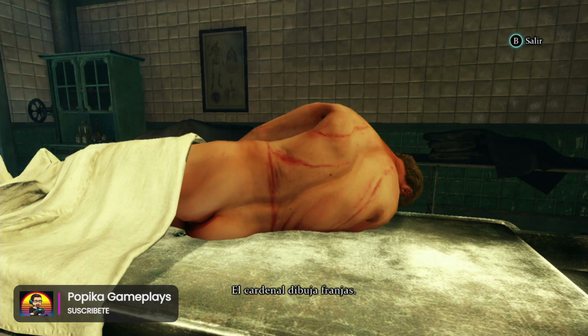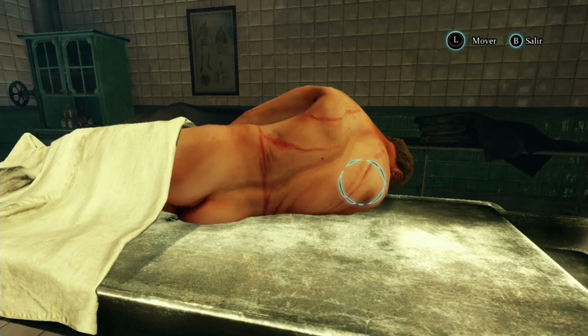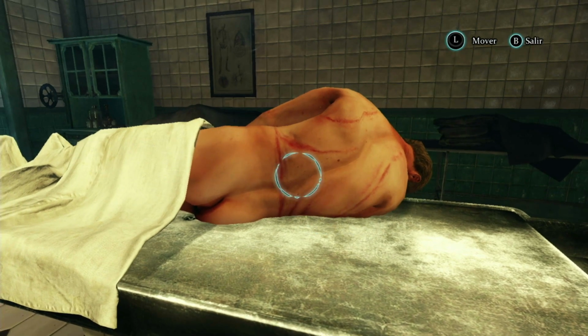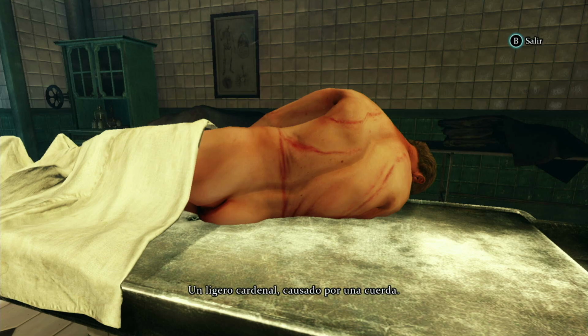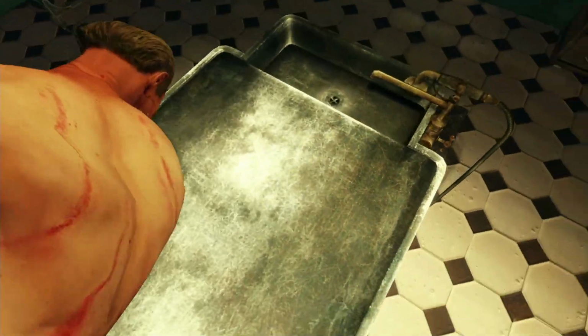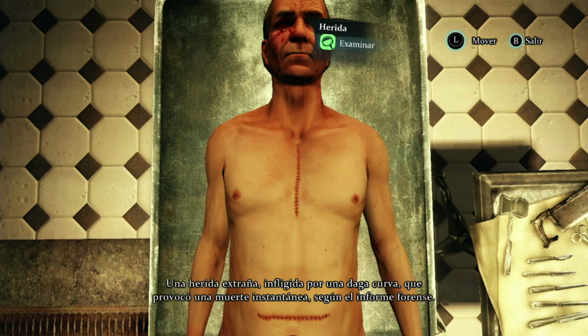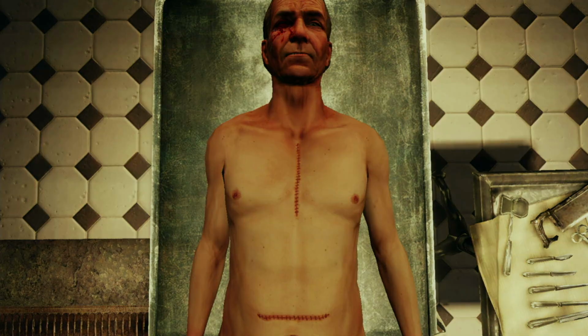The bruising is in lines. Some light bruising, caused by a rope. They were caused by a rope around the waist. Sir Rodney was descending somewhere. An unusual wound, inflicted by a curved knife, which resulted in instant death, as the coroner's report says.